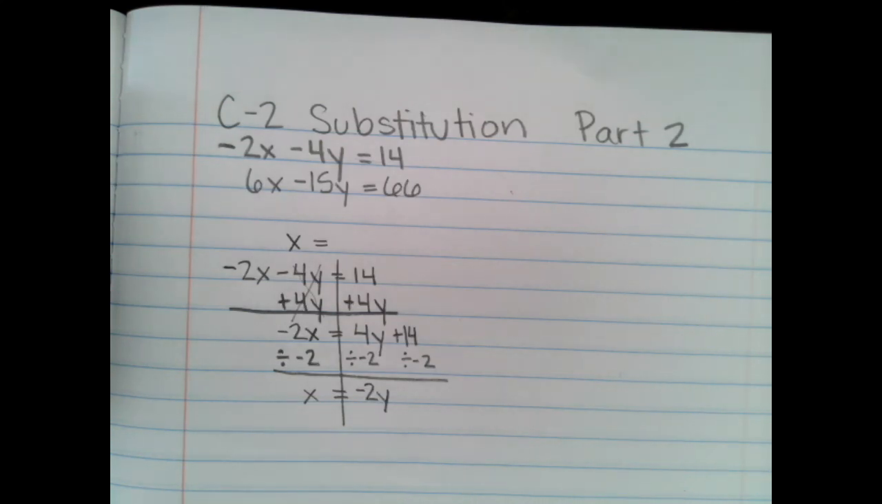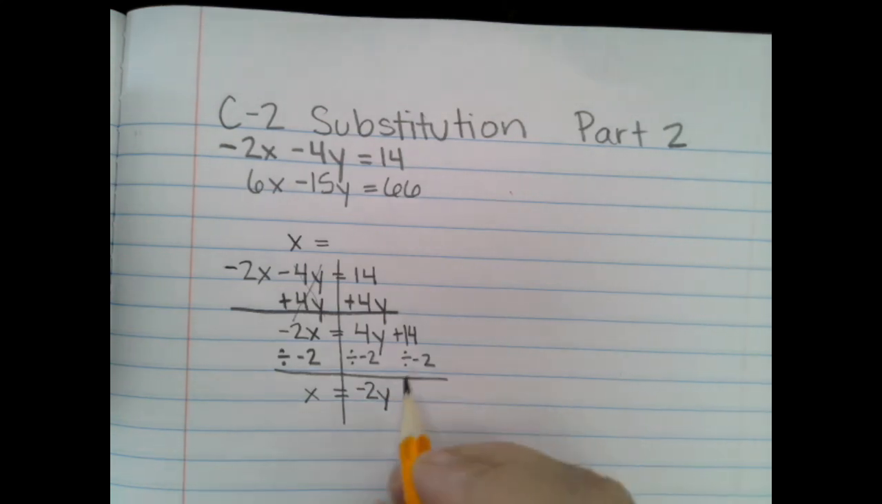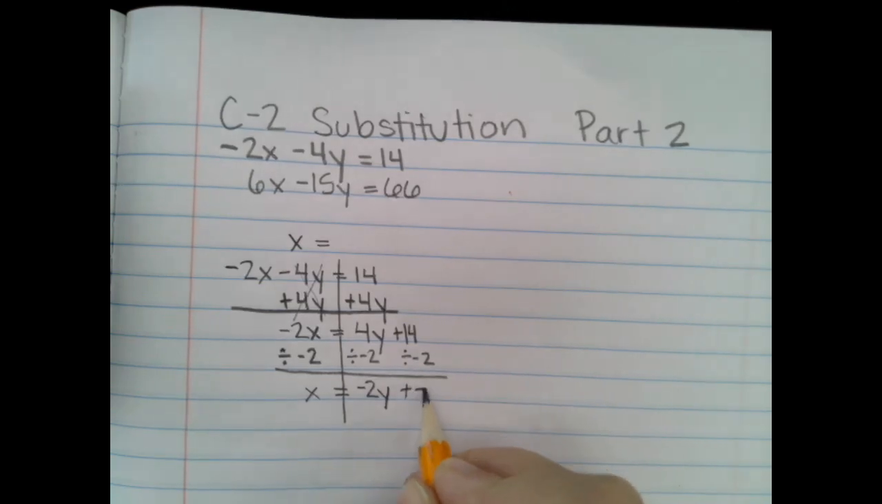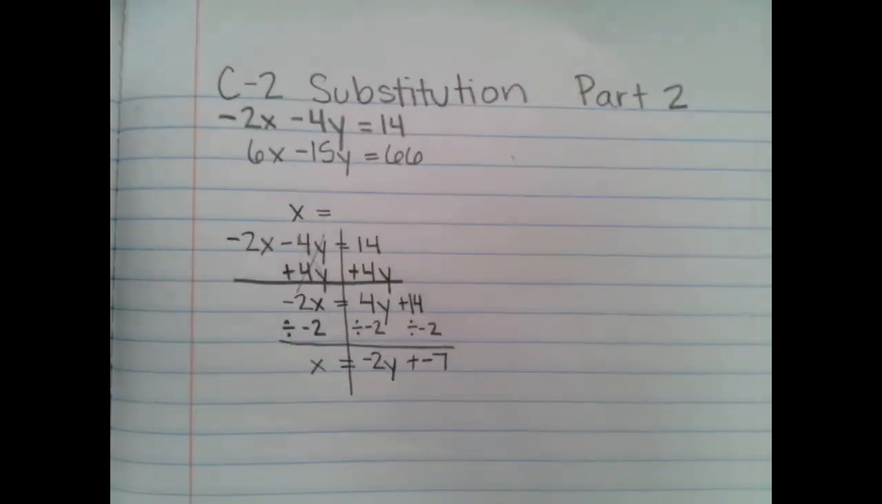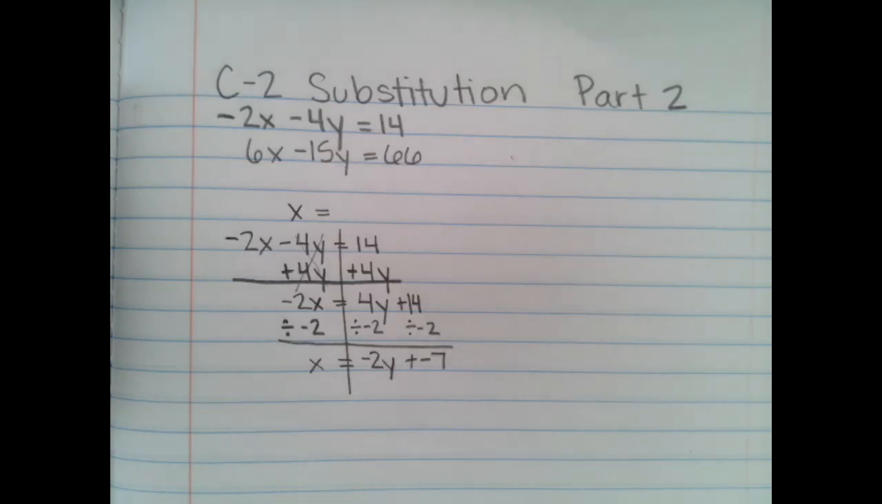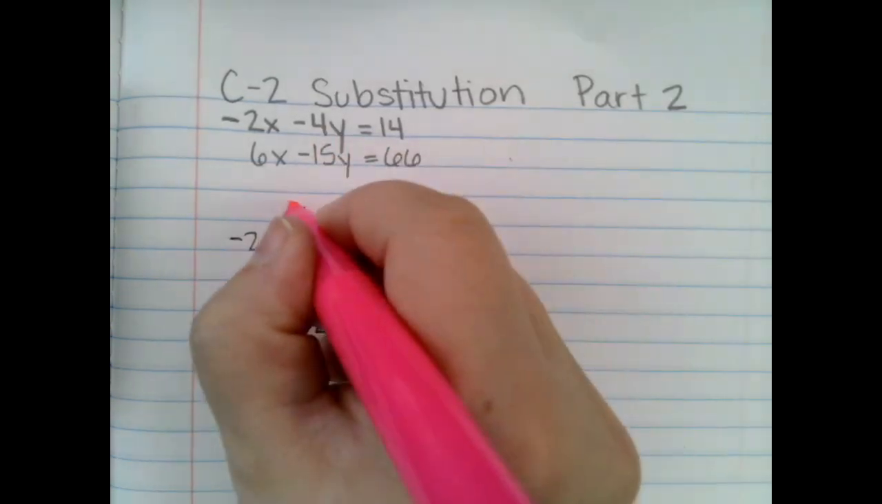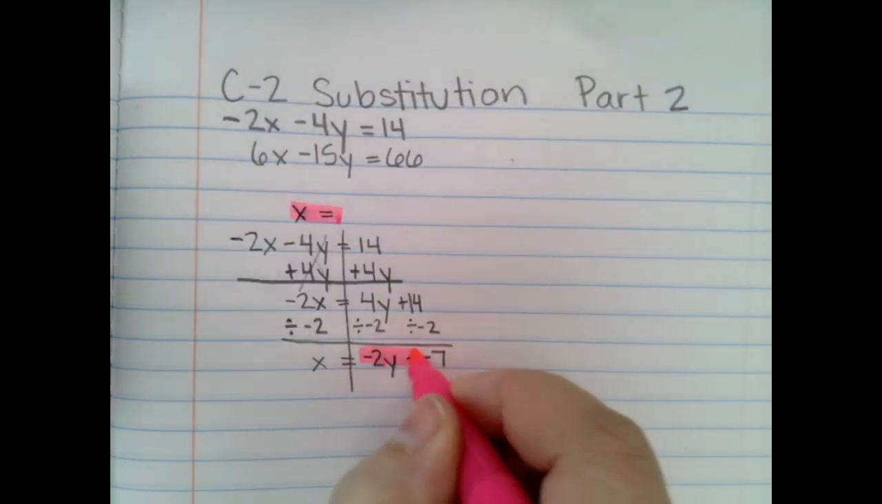Negative 7. So we could write it as a plus negative 7, or we could write it as minus 7, either one. I'm going to go with that plus negative 7. It just helps me think about things a little bit more clearly if they're all together. All right, I'm going to highlight that in one color, that I did an x equals. And with x equals, I got negative 2y plus negative 7.